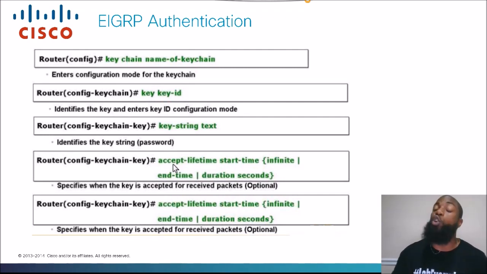But you could create one key and make it expire at a certain time, or start and end at a certain time. You can get real creative with it. Don't know why you really want to do that. Let's say you have a temporary vendor that needs access to your network. That's a very common reason.